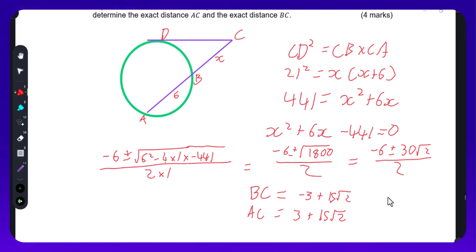So one of them's minus 3 plus, the other one's just 3 plus. So there's that 6 difference. So yes, that's how you'd end up solving for that one.